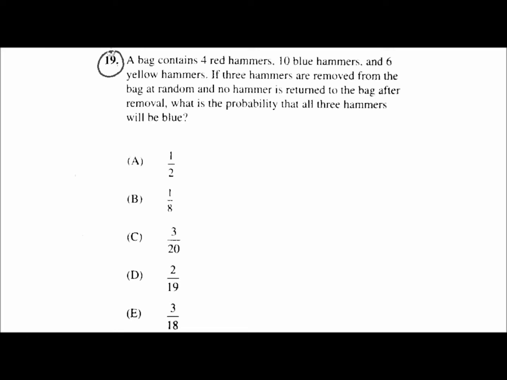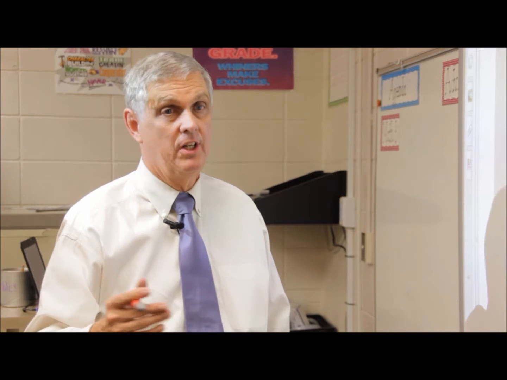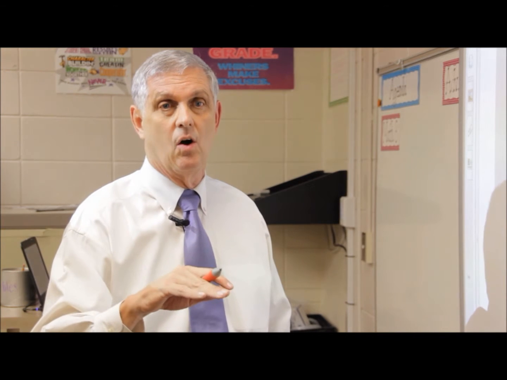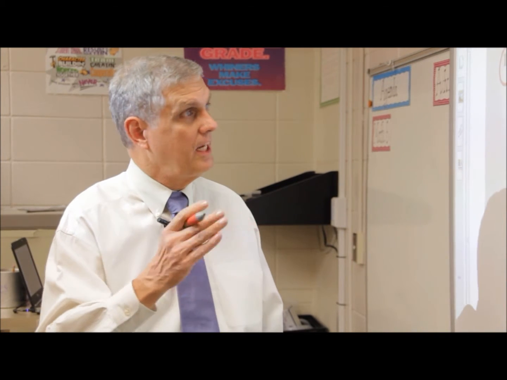A bag contains 4 red hammers, 10 blue hammers, and 6 yellow hammers. If 3 hammers are removed from the bag at random and no hammer is returned to the bag after removal, what is the probability that all 3 hammers will be blue? That's the trap I'm thinking of. When you don't return something, the total number of objects in the bag changes, and of course that's going to change the denominator on the fraction that determines the probability. So let's take it one drawing at a time.